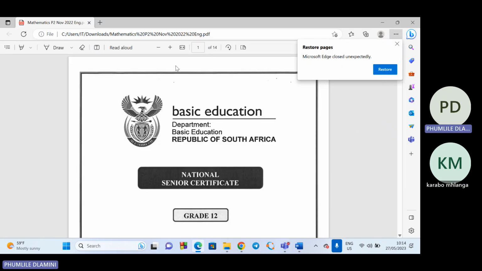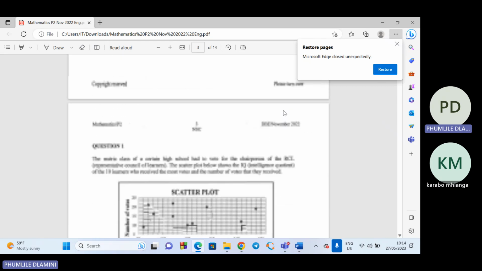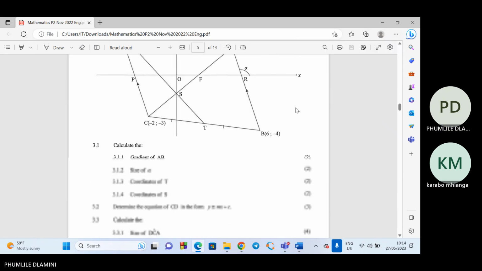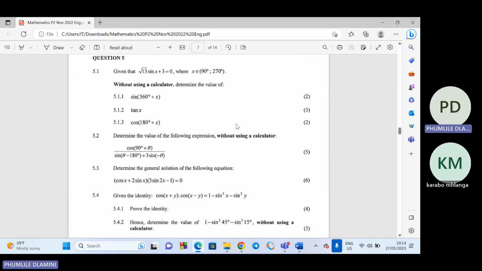So now when you check here, you will see that it is question number one. When you work, you know what sine of 360 plus x is. According to what we did, what do you know about sine of 360 plus x? It's equal to sine x. Thank you, that's the best. You write it as equal to sine x. But here you are given this identity.